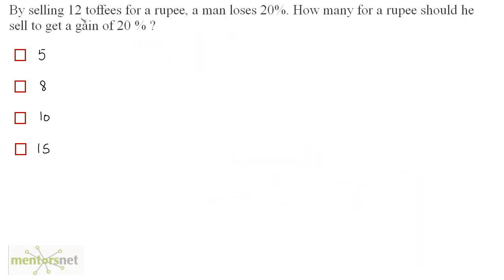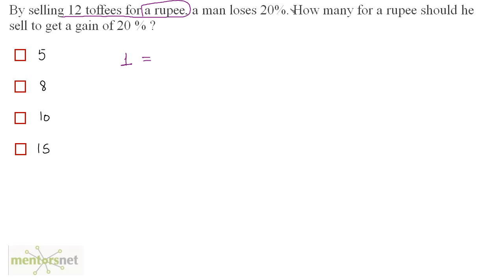By selling 12 toffees for 1 rupee, a man loses 20%. How many for a rupee should he sell to get a gain of 20%? So we have the selling price of 12 toffees, which is equal to 1 rupee. And when this man sells 12 toffees for 1 rupee, he loses 20%, which means he has a loss of 20%.